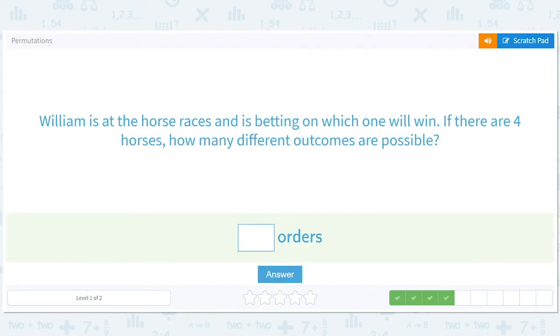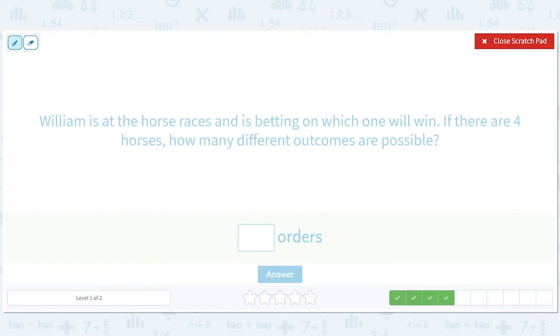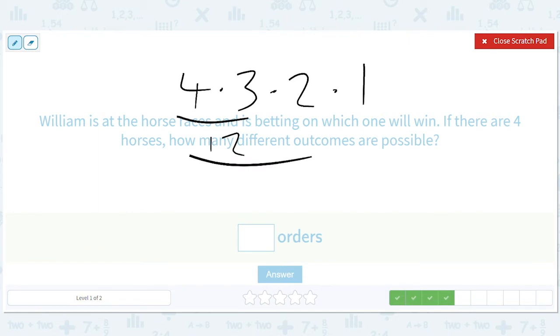William's at the horse races and is betting on which one will win. If there are 4 horses, how many different outcomes are possible? Okay, so again, we have 4 times 3 times 2 times 1. So this is 12. 12 times 2 is 24. So we're going to have 24 orders.